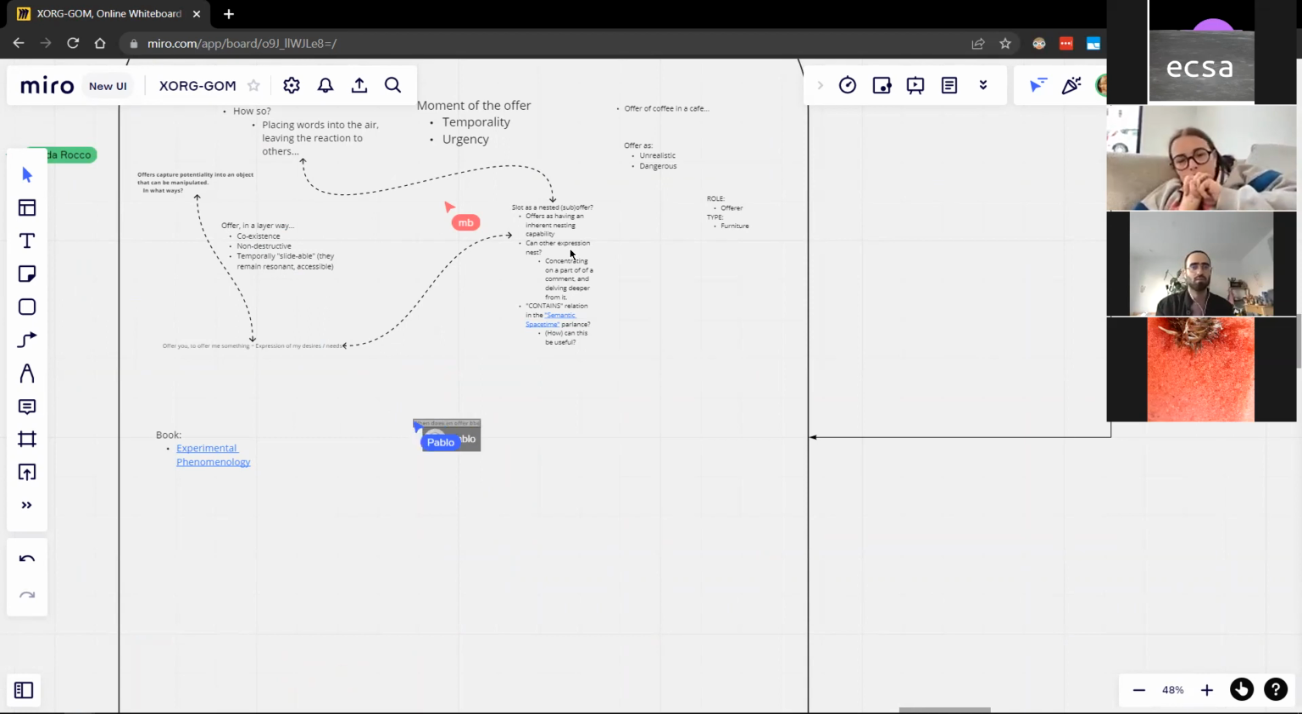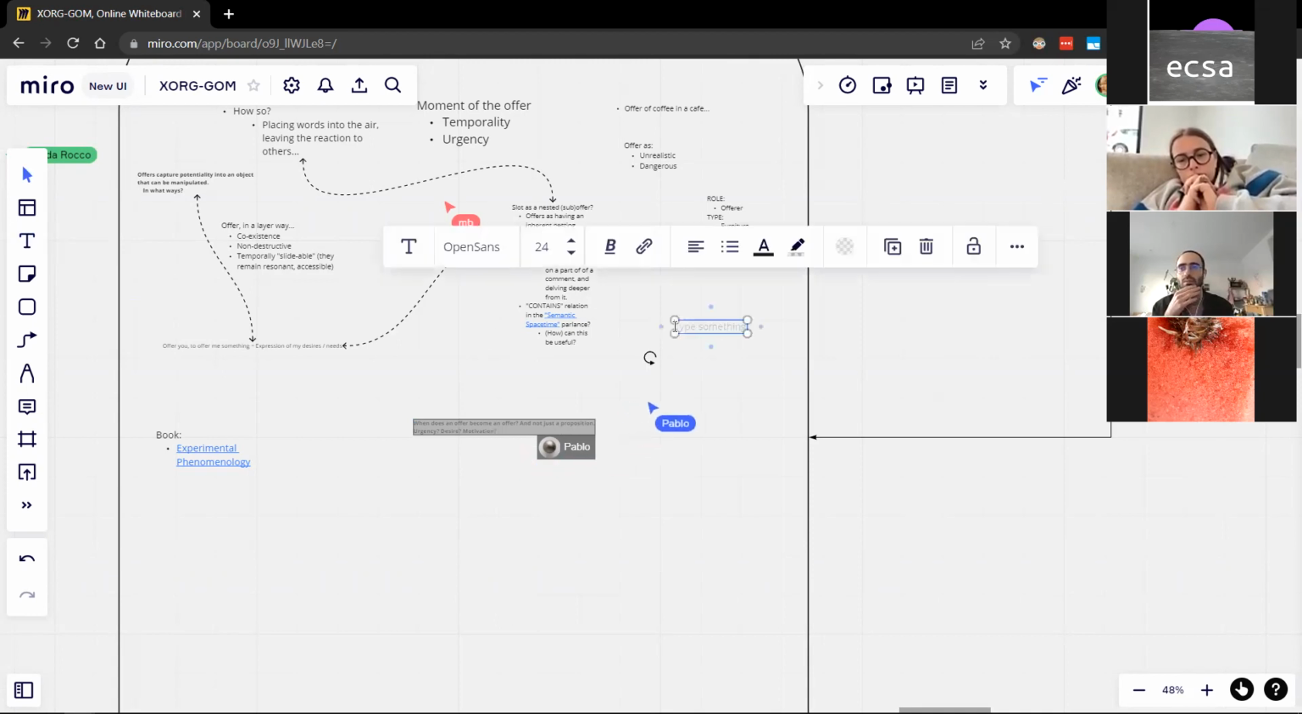Yeah, that's an interesting one. I'm thinking that could be like also this last comment, that when an offer is made, there is an urgency, desire of something, or motivation at least.